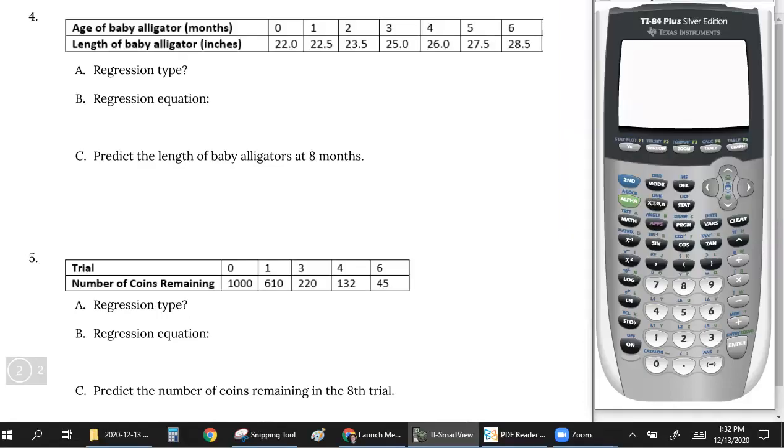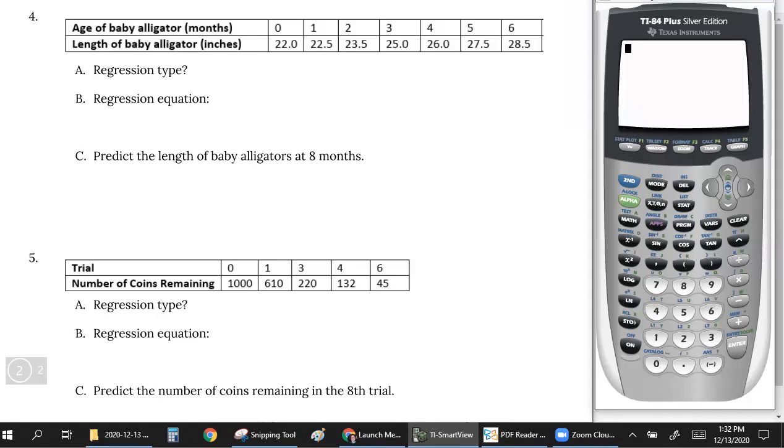In this video, we're going to do regressions using a TI graphing calculator. While my emulator is a TI-84 Plus, if you have a TI-83 Plus, it definitely works in the same manner as well. So again, we're going to check out examples 4, 5, and 6 from our 9.5 organizer.